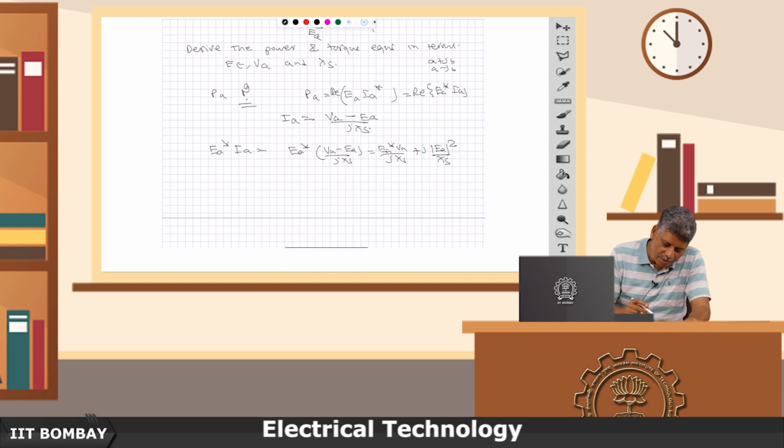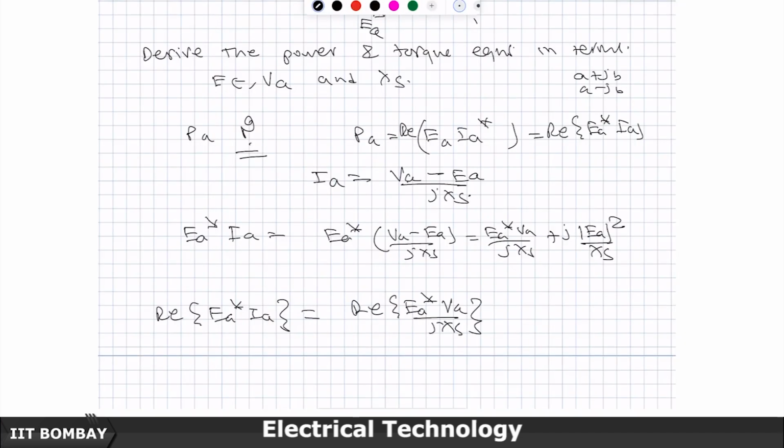So, if I am looking at power, if I am looking at the real part of this, it is going to be the same as the real part of E_A star V_A by jX_S, because the second term does not have any real part. So, therefore, the real part is only coming from the first term.